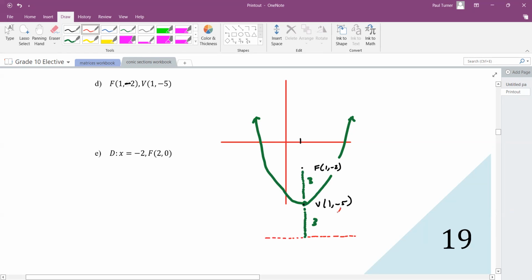So if we come down 3 units from -5, we'll get -8. So your directrix line is the line y equals -8. So that's the required component there.